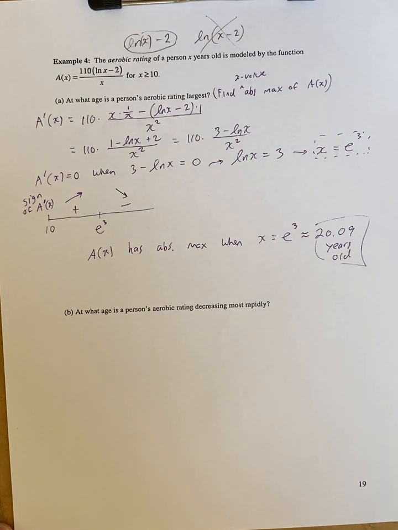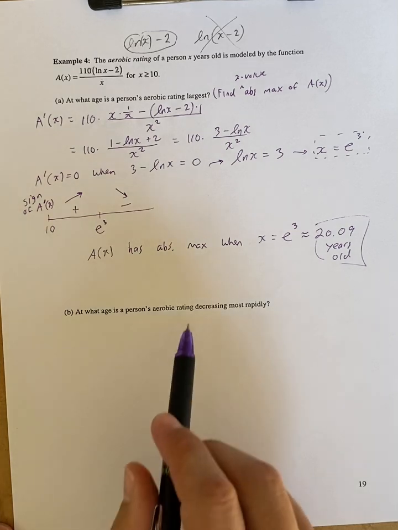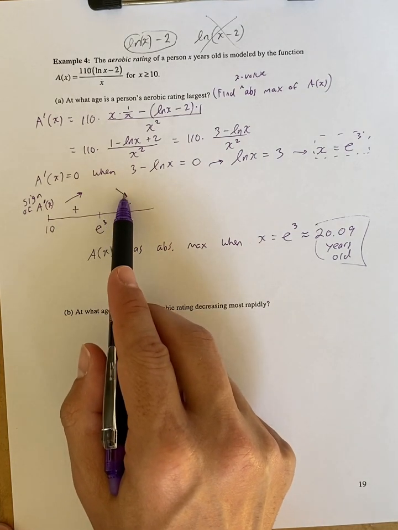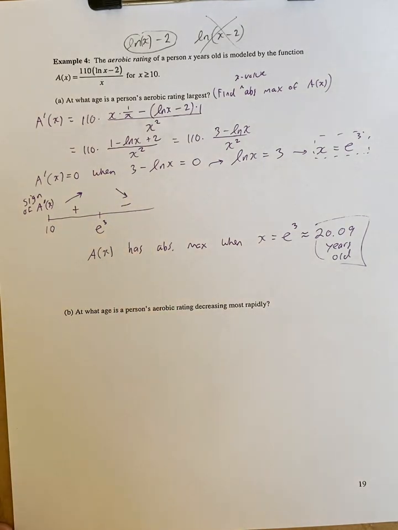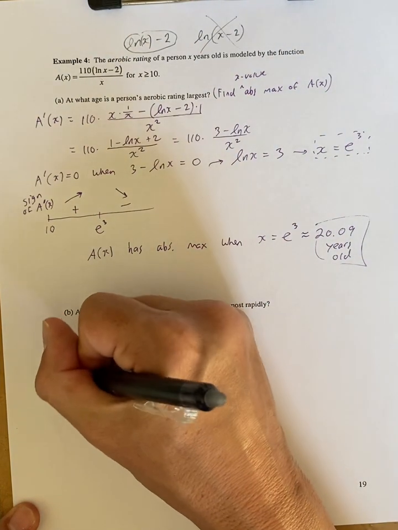And then B asks, at what age is a person's aerobic rating decreasing most rapidly? So notice that it's not asking when is their aerobic rating a minimum. According to this function, your aerobic rating just continues to decrease forevermore until you die. But we want to know at what point is it decreasing most rapidly. So a little sketch here might be helpful to see what we're talking about.